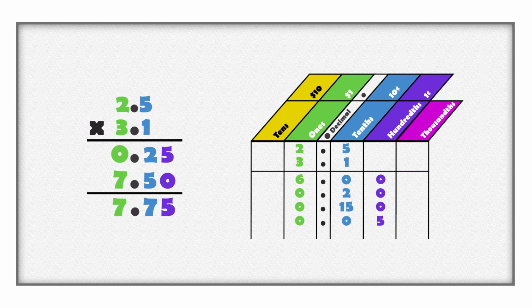Compare the place value chart model and the algorithm. Remember, 15/10ths is the same as 1 and 5/10ths. Notice the partial products in the algorithm. Adding these two partial products gives 25/100ths. We can see the same value in the algorithm. When we add these two partial products, we get 7 and 5/10ths. We can see the same value in the algorithm. The same partial products are used in the algorithm and place value chart.